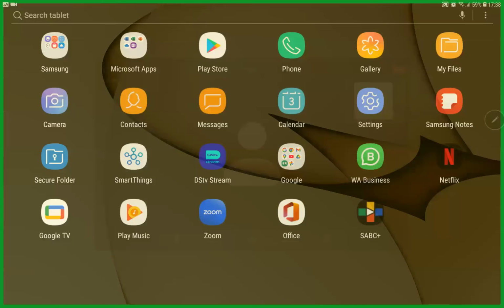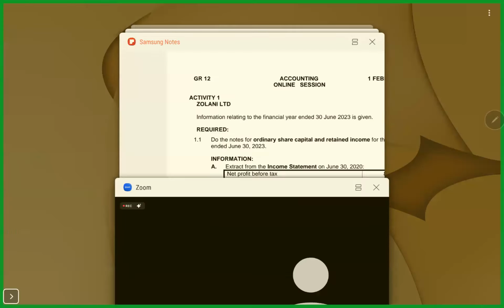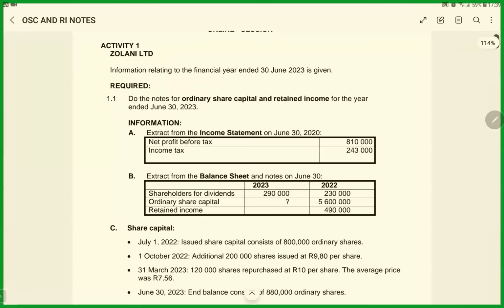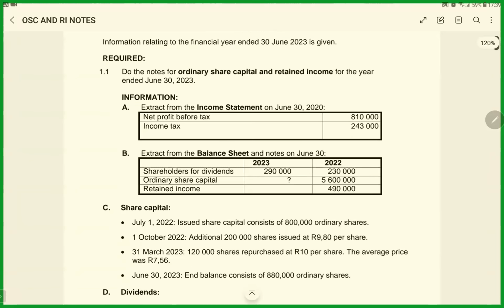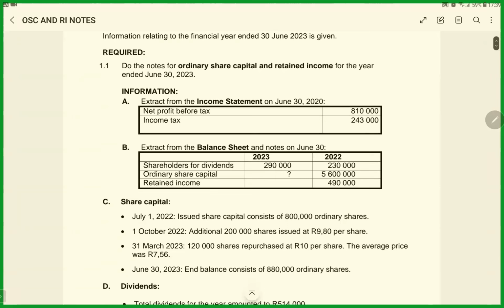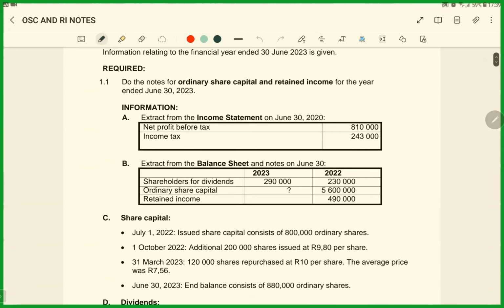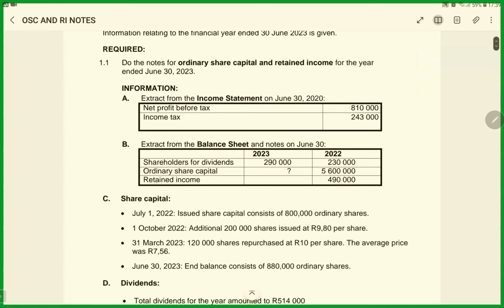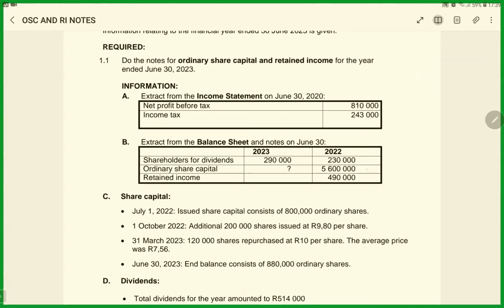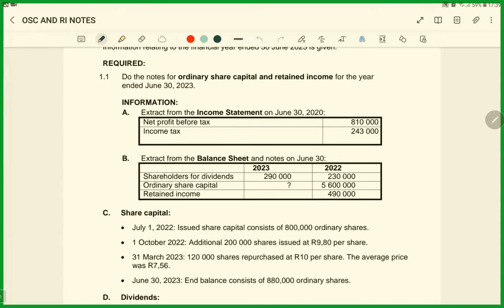Okay, can you see the screen now? Yes, sir. Okay, so I need you to look at this information here. I need you to use this 5,600,000 and this to prove that the average price is 7.56. Can you do that?